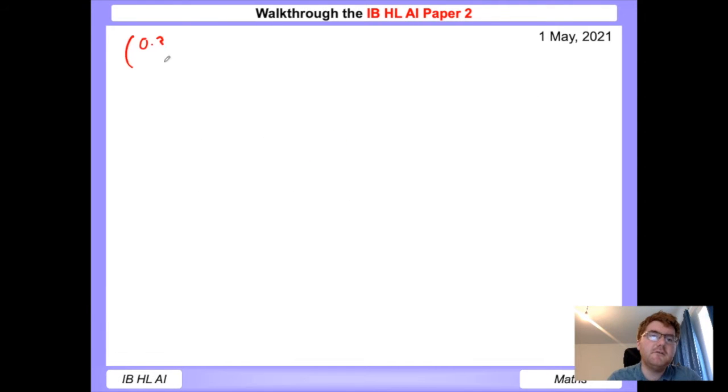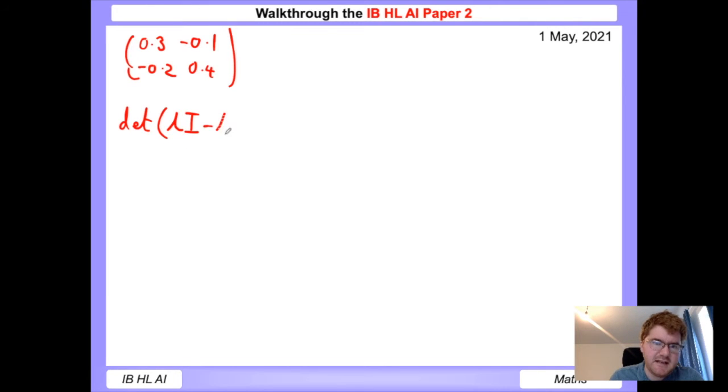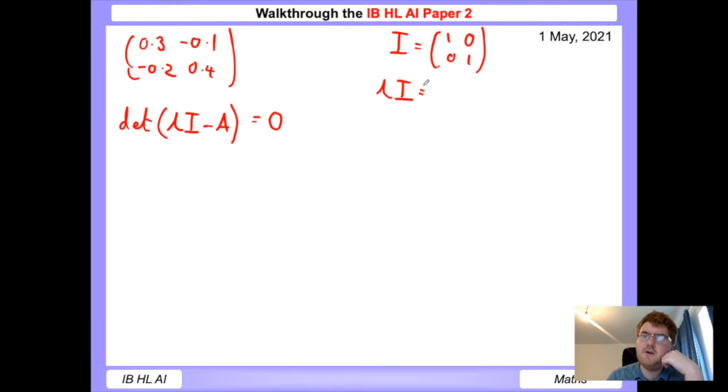So you've got 0.3, minus 0.1, minus 0.2, and plus 0.4. Okay, so the way we work out eigenvalues is we take the determinant of the characteristic polynomial. So what is that? Well, that's lambda I minus A, or the other way around, equal to 0. So I'm going to break this down. The I is the identity matrix, so that's 1, 0, 0, 1. So lambda I, and lambda is just a number, we're going to times everything in the matrix by lambda. So 1 times lambda is lambda, 0 times anything is 0, 0, lambda. Hopefully this is familiar to you.